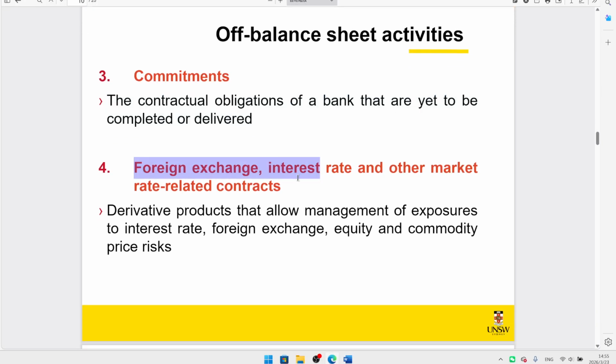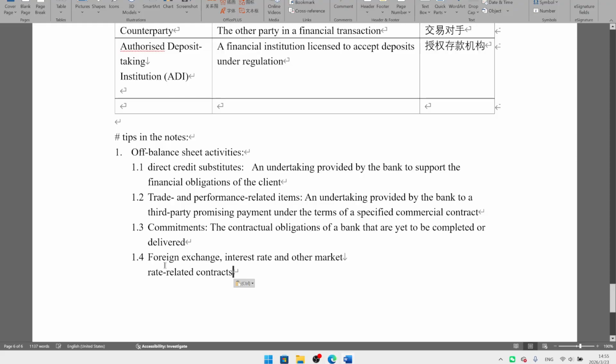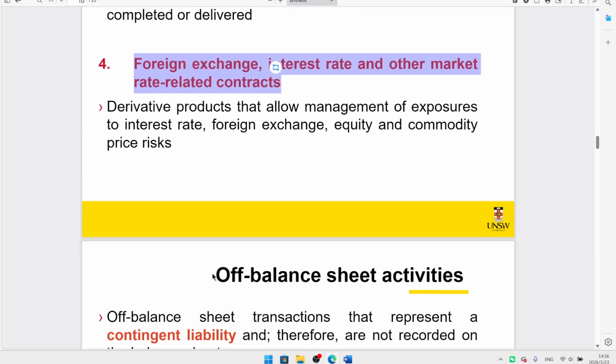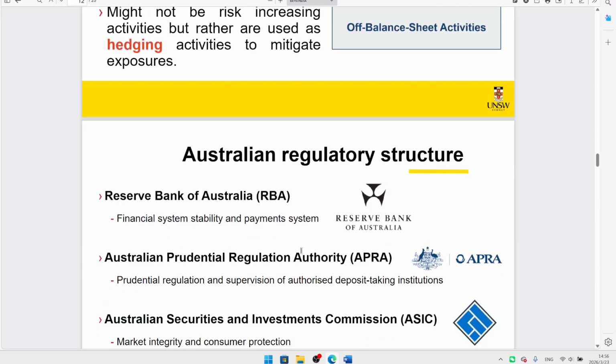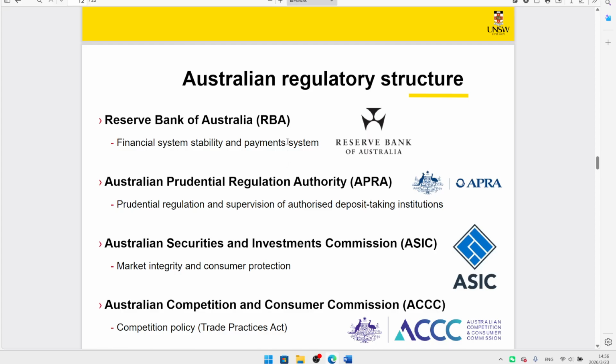Foreign exchange and interest rate contracts. Off balance sheet activity transactions that do not contain liability, and therefore they are not recorded on balance sheets. Off balance sheet activity is frequently a source of fee income. It might not be risk increasing activity, but rather used as a hedge activity to mitigate exposure.